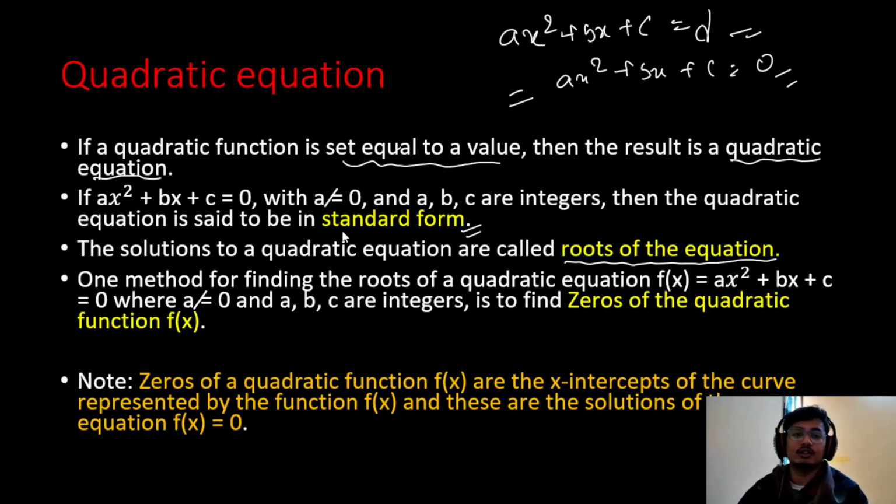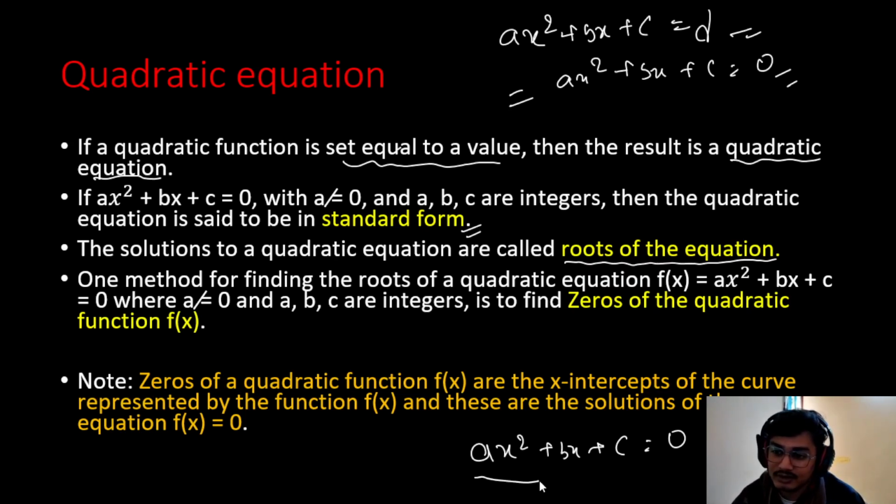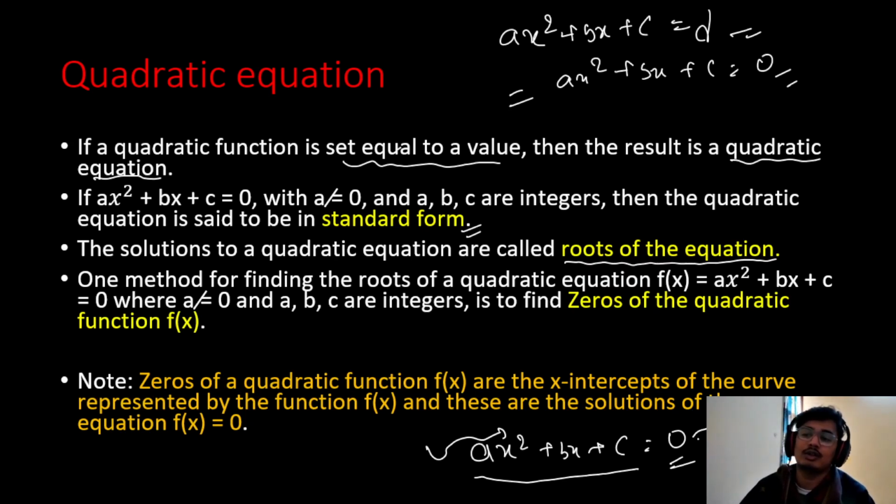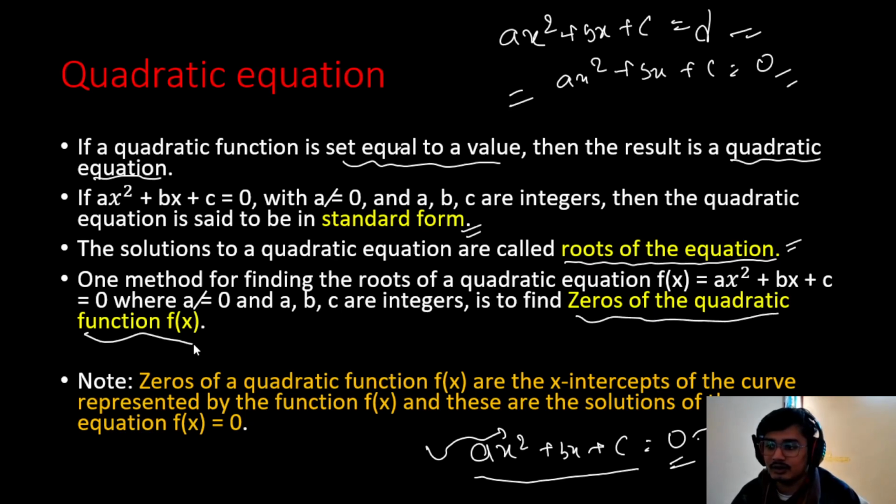What is the solution? In this case, ax square plus bx plus c equals 0, the value of x which on putting in this equation will result in 0 is known as the solution, and those solutions are called roots of the equation. One method for finding the roots of the equation f(x) equals ax square plus bx plus c equals 0, where a is not equal to 0 and a, b, c are integers, is to find the zeros of the quadratic function. If we find the zeros of the quadratic function, then those will be the roots.